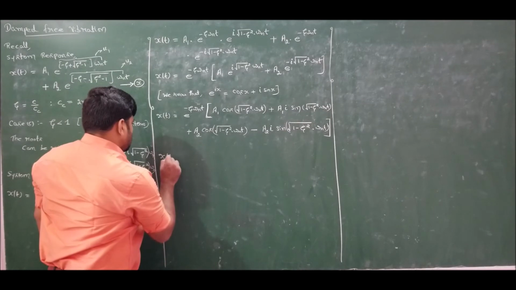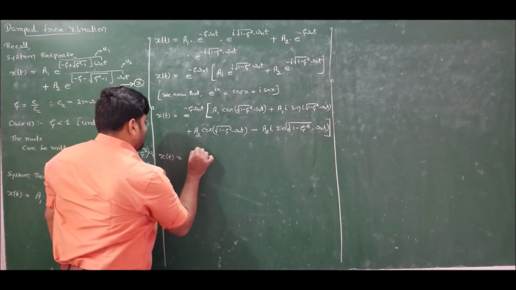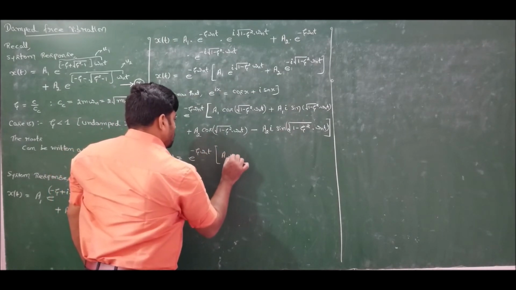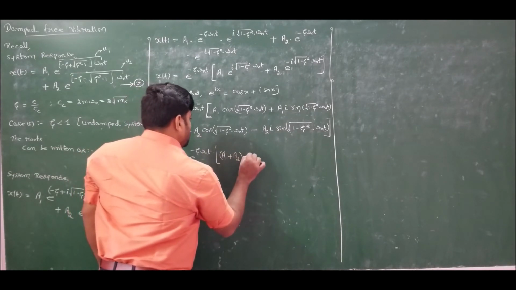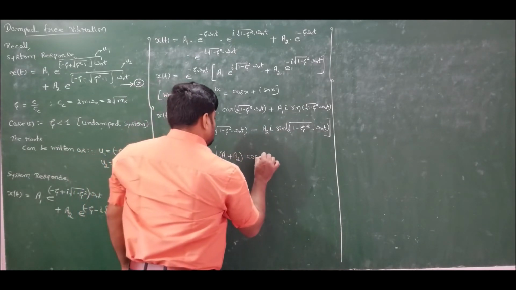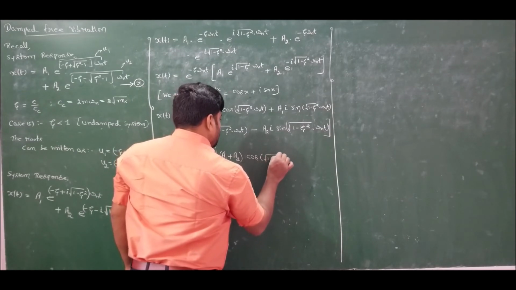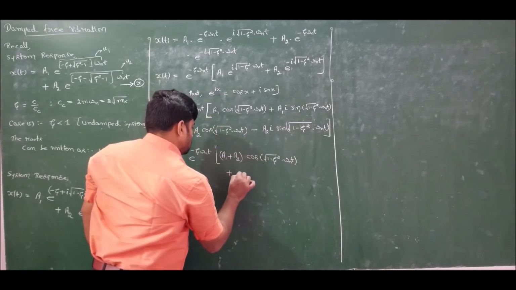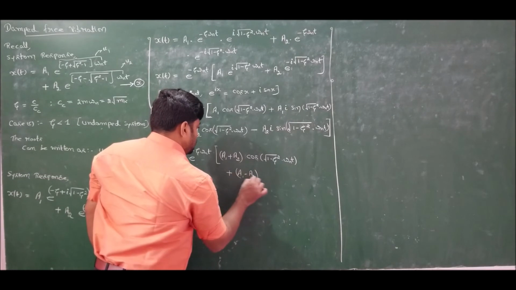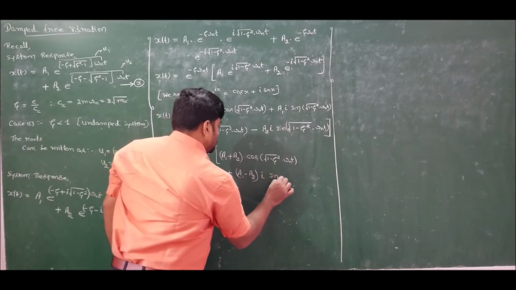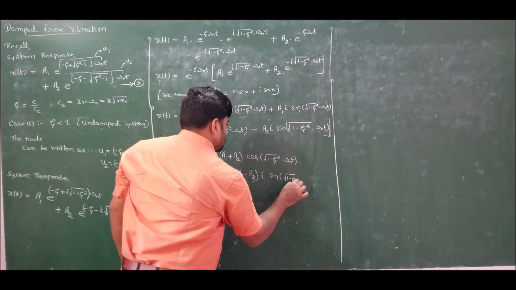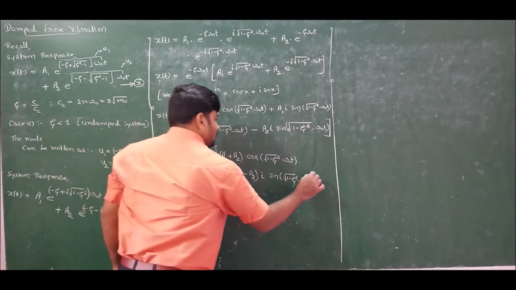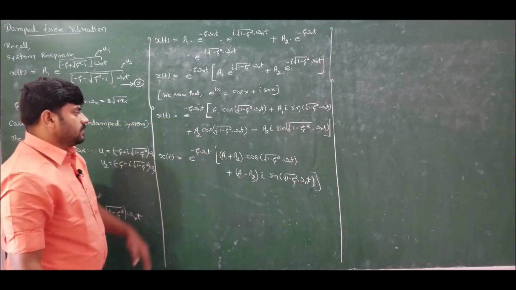So therefore x of t can be written as what? E to the power of minus zeta omega nt times a1 plus a2 cos of root of 1 minus zeta square omega nt plus a1 minus a2 into imaginary sin of root of 1 minus zeta square into omega nt, close the bracket. Correct. So this is the final simplification I got.